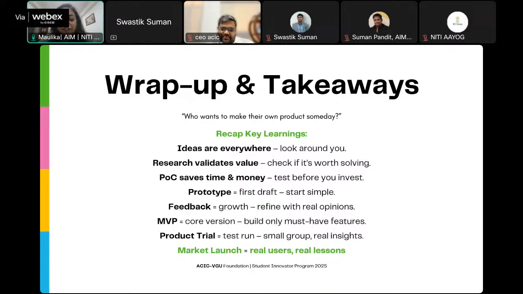How an idea turns into a product trial and market launch. So that's amazing. I believe students have had a couple of questions, so I thought I'll ask on their behalf. How do you prioritize the features of an MVP? There can be a lot of features, right? So how do you decide which features are the best ones to go for your MVP?